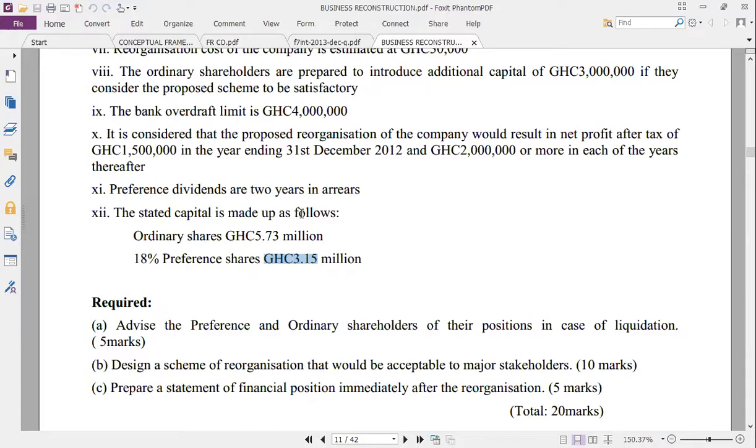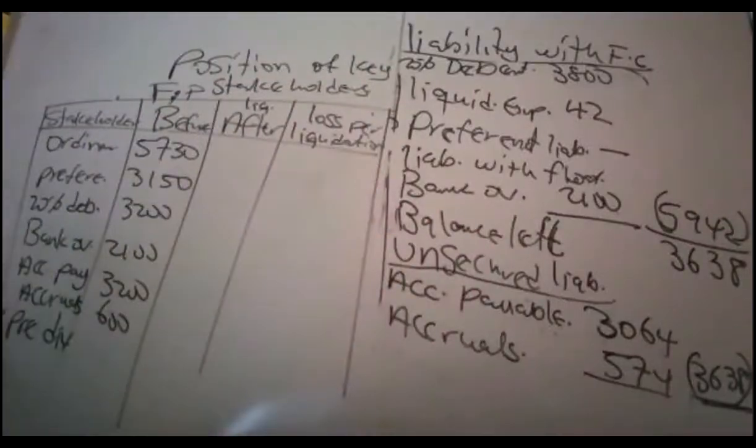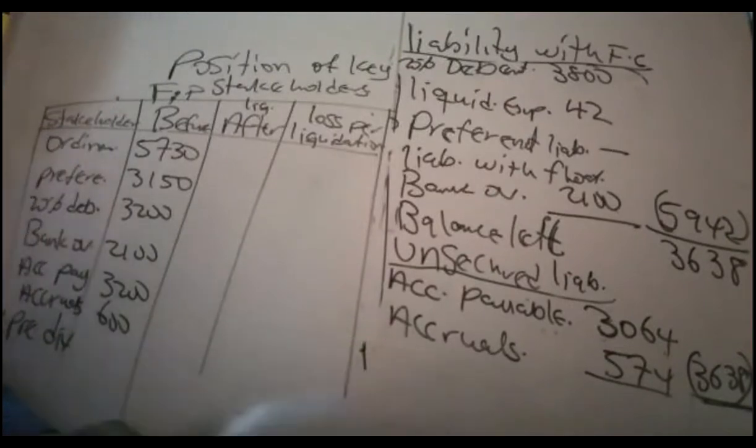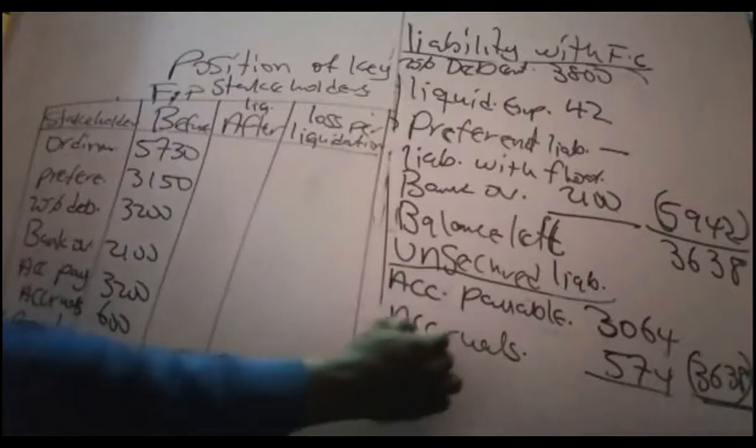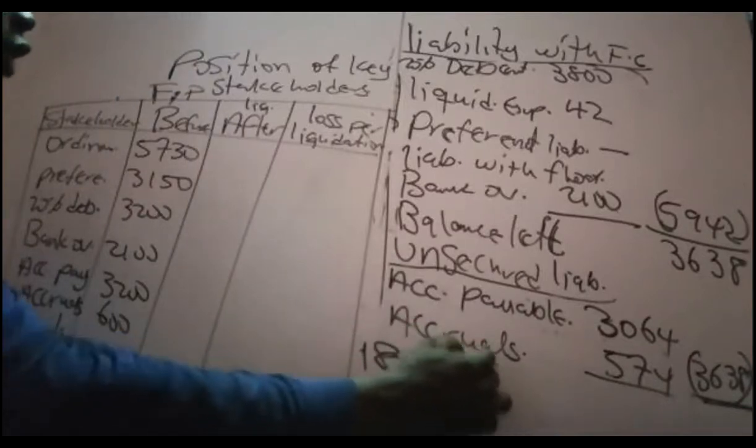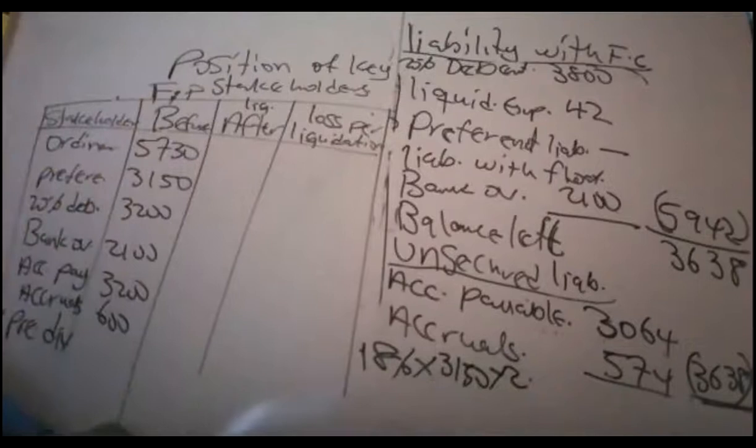That is all. So 18% times 3150 and times 2 years. That's all. So let's do that calculation here and let's see. So 18% times 3150 times 2. That'll give us, wait.